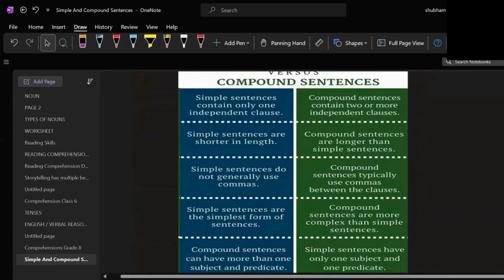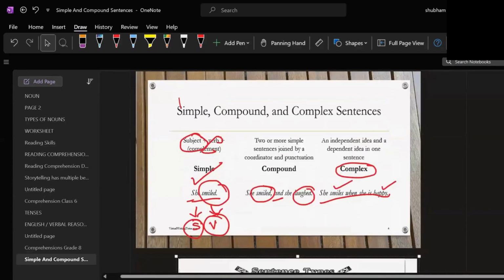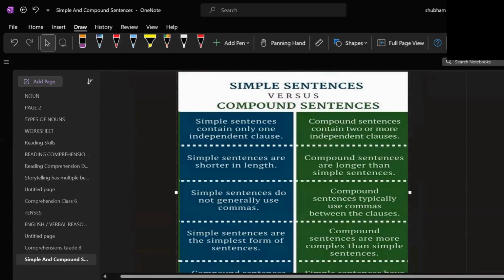I'll give you a gist of this also. Okay, simple sentence. This is a comparison. Let's look at the comparison so we get a better understanding. Simple sentences contain only one independent clause. So what is the independent clause? A simple one action which is taking place. Now, what is a compound sentence? A compound sentence contains two or more independent clauses. So there are two or more actions taking place, but both are different from each other, and they are joined with the help of a conjunction.